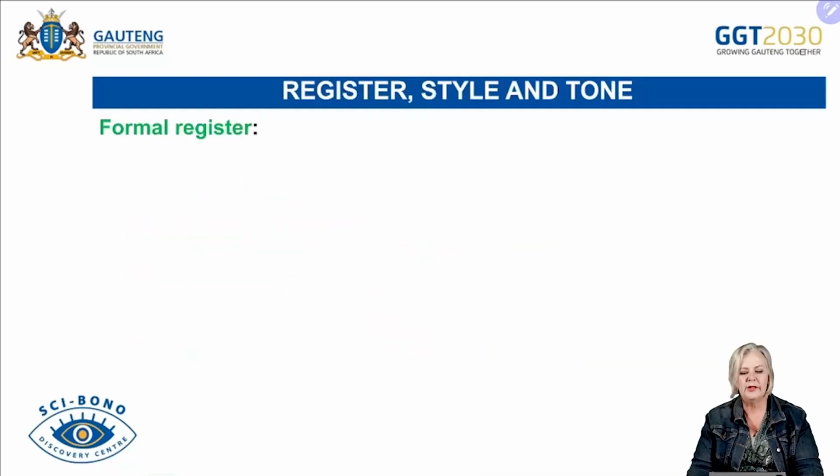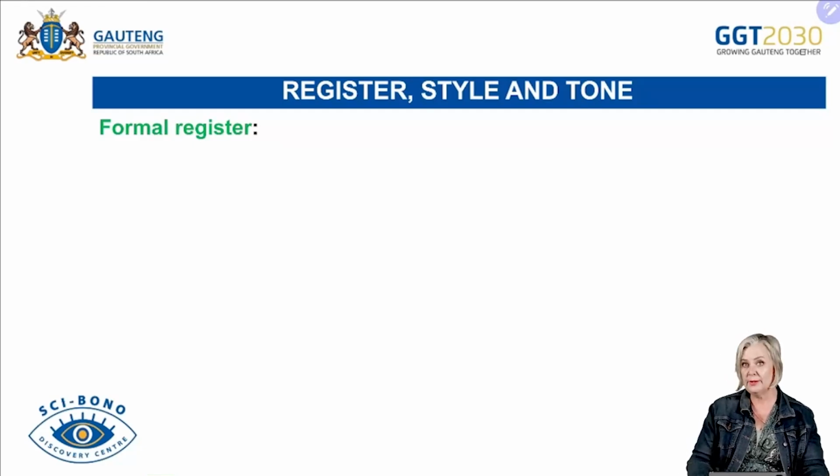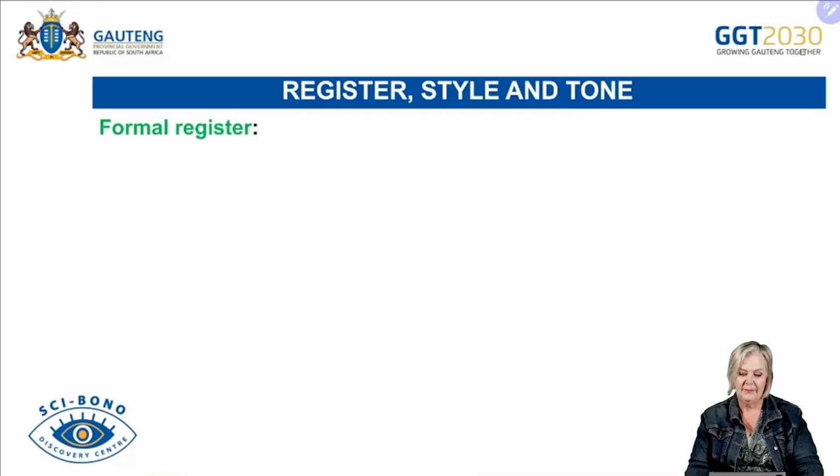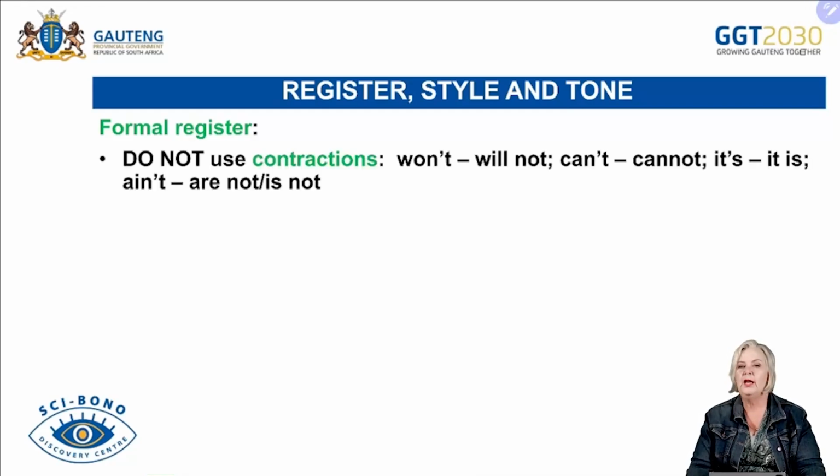Let's take a look at register, style, and tone. And here we refer back to paper 1 again that you've studied for and that you've already written. When we look at formal register, we use full words written out in full. We never use contractions. For example, instead of writing won't, which is informal, we will write will not; can't, cannot; it's, it is. Ain't, of course, should never be part of your writing, because ain't isn't a word. It's actually an Americanism. So ain't could be are not or is not.